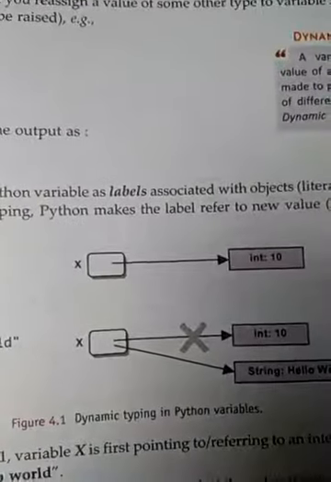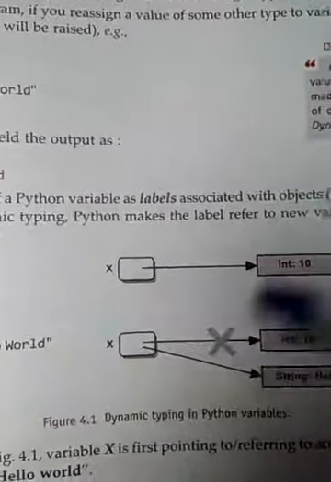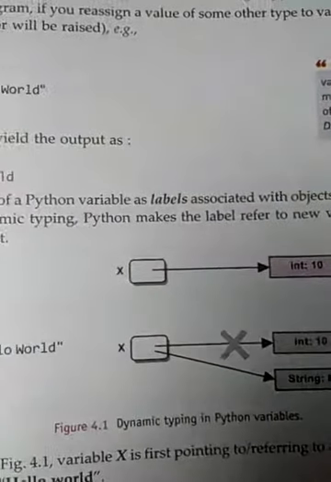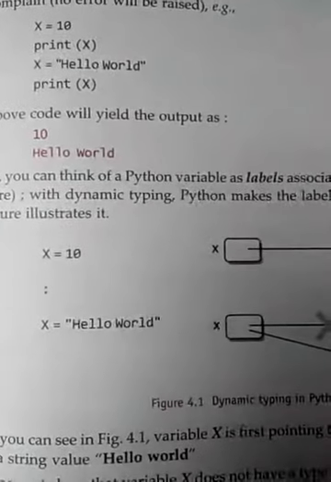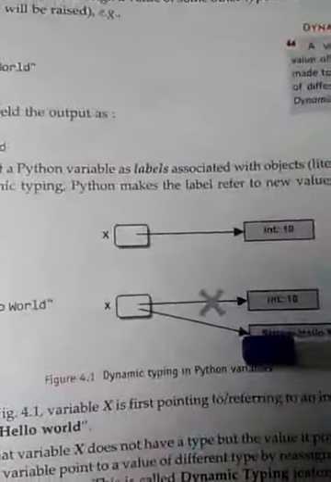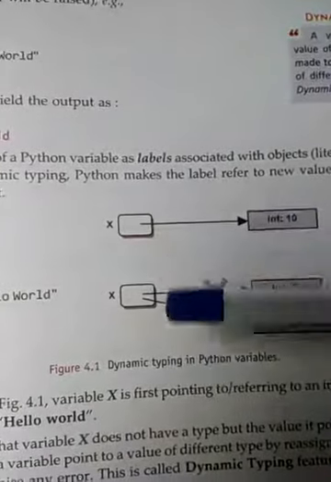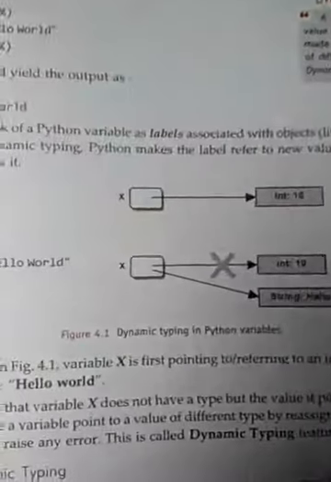And this is the memory structure. In case of the first initialization, the value of x is 10, which is the integer type, but whenever we are printing the value of x, that will not point to the integer value, that will point to a string value.